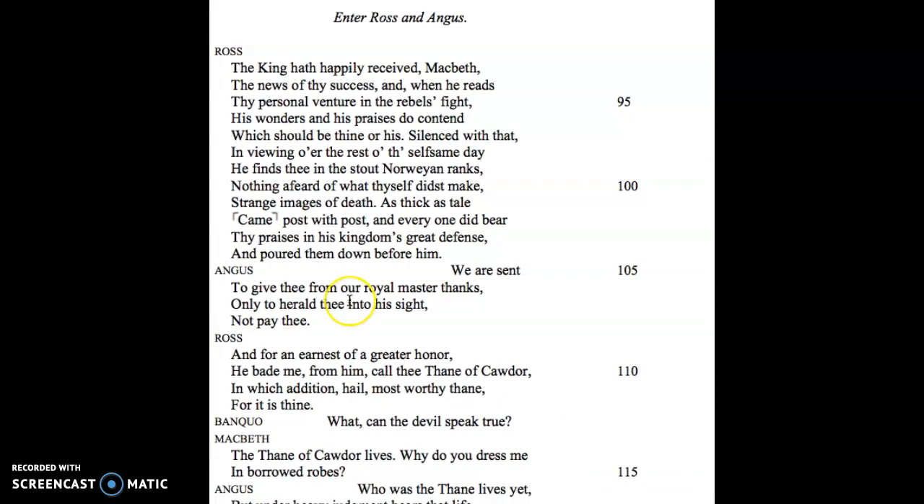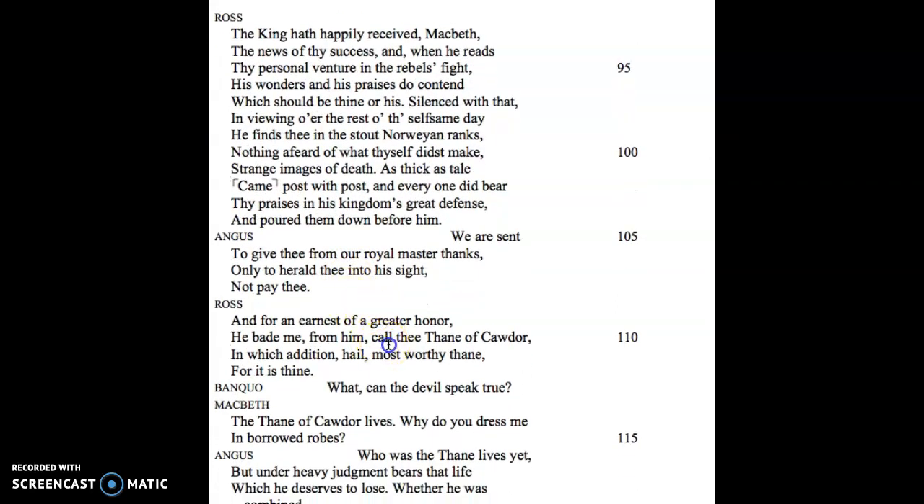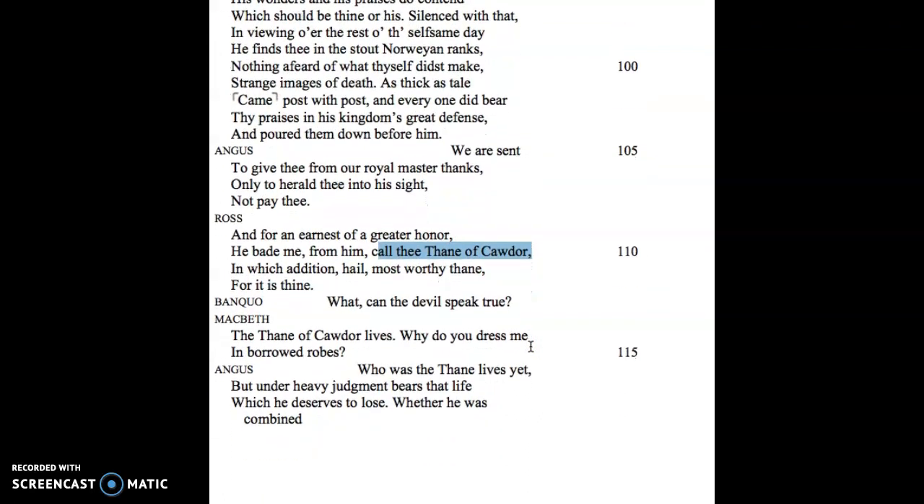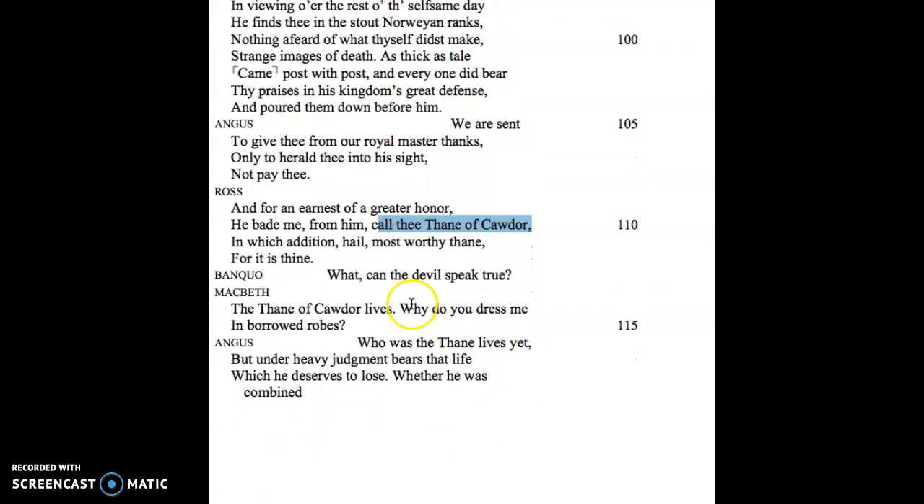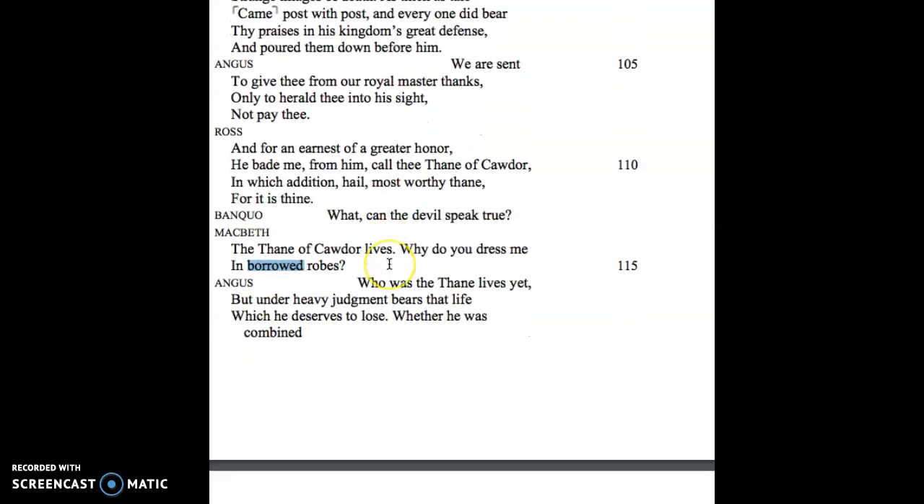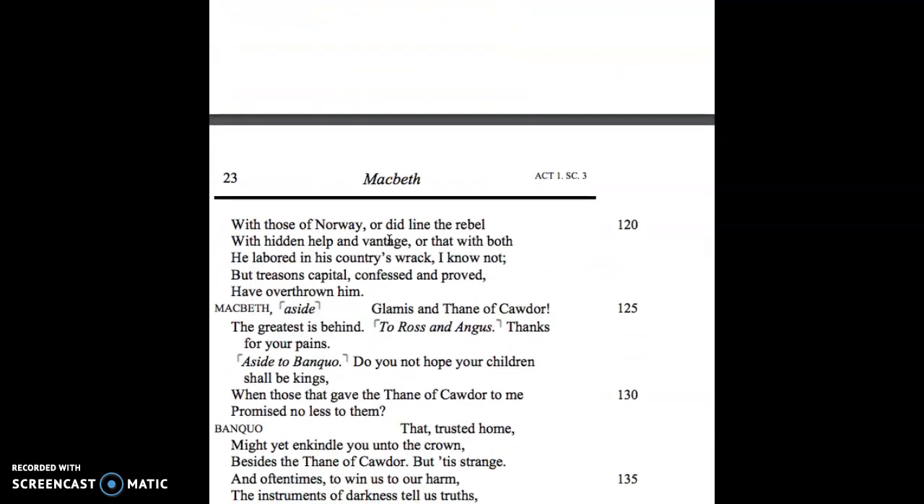Here, Ross shows up, and he gives Macbeth the news that he has become Thane of Cawdor, to which Banquo says, holy cow, can the devil speak true? He's associating the witches with the devil. Macbeth, by contrast, says, why do you dress me in borrowed robes? These robes are borrowed. They do not belong to me, and I might have to give them back.